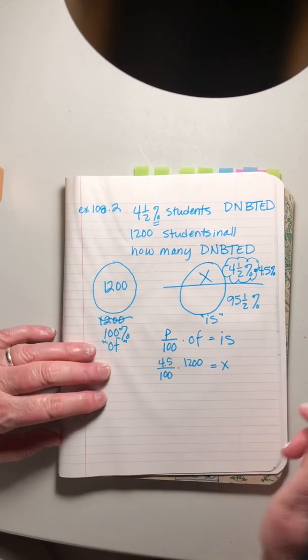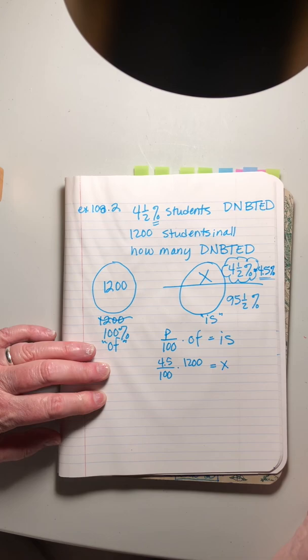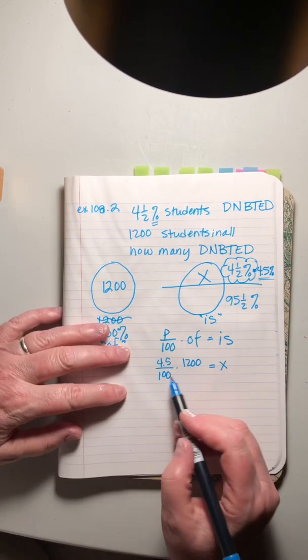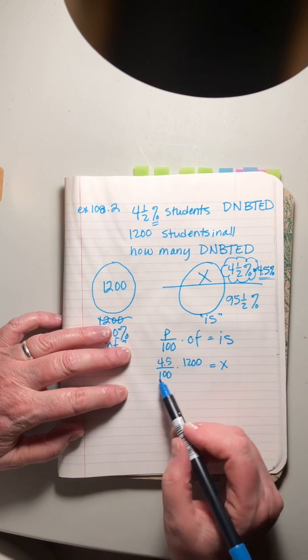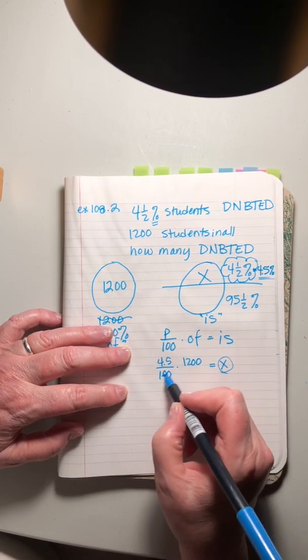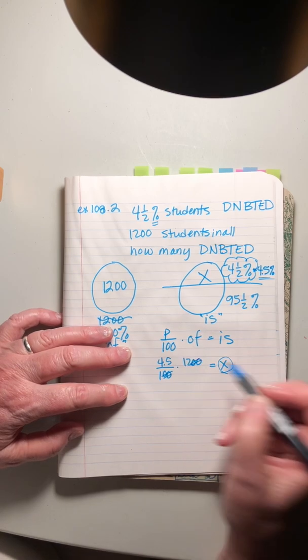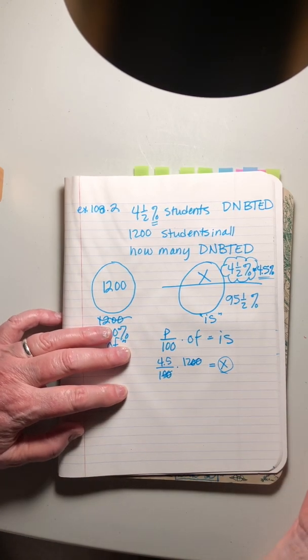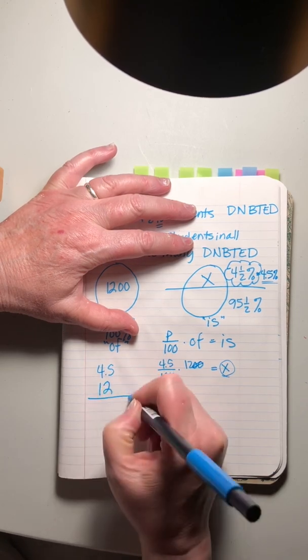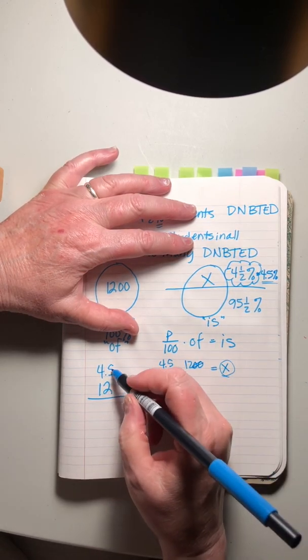I don't have a problem with it. Okay, so we converted it to a decimal percent, and now we're putting it to use. This is one of those fun kind where the X is already by itself, and all we have to do is simplify, and this is great because 100 goes into that evenly, and all I have to do is multiply 4.5 times 12, and this problem will be solved.